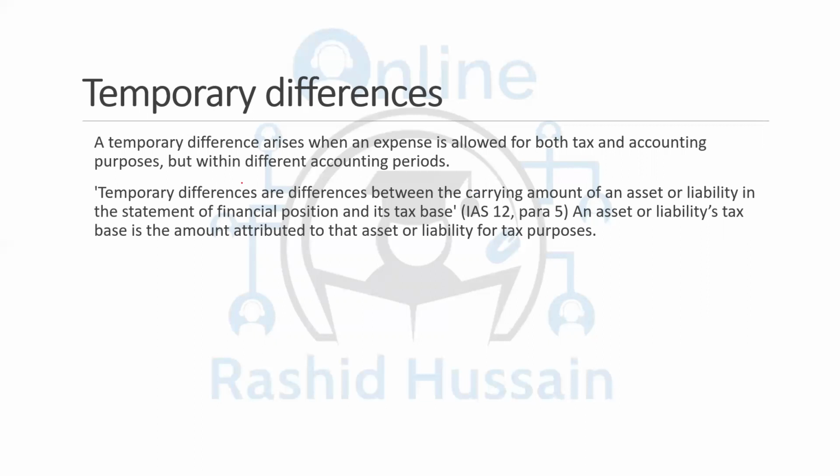So both the company and the taxation authority are accepting and recording that thing, but within different accounting periods. You're recording it now, they're accepting it in the following year. So a temporary difference arises when an expense is allowed both for tax and accounting purposes. You're recording it within your financial statements, and the taxation authority is also accepting it, but within different accounting periods. That is why it is named a temporary difference. This difference will be settled because it's temporary.